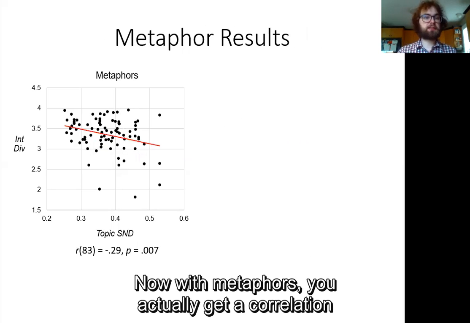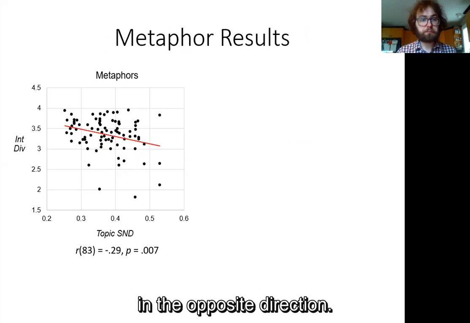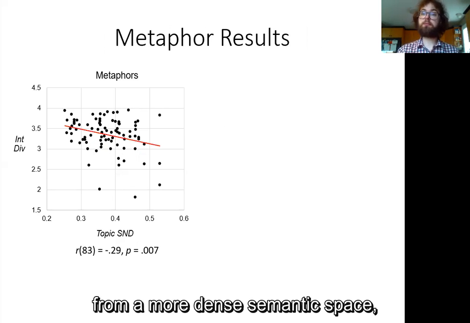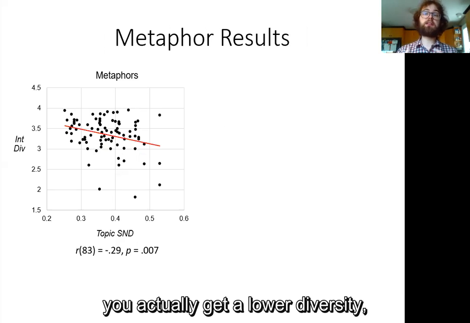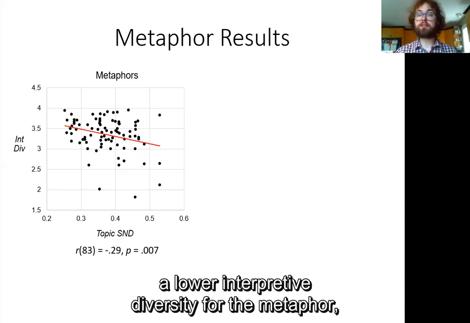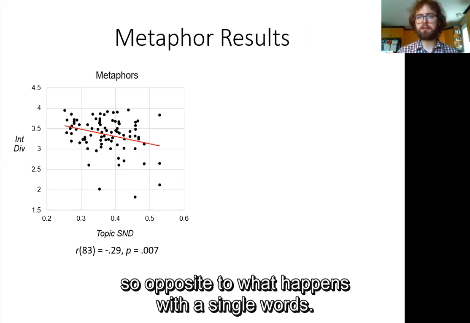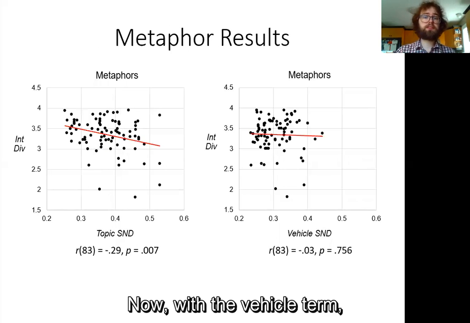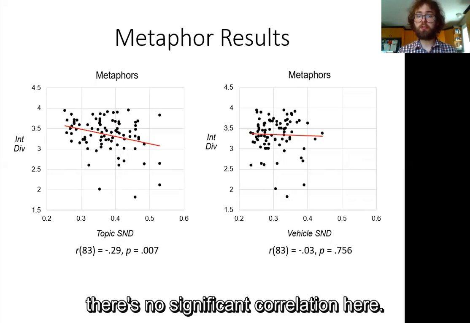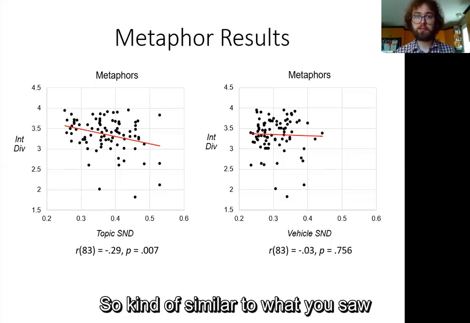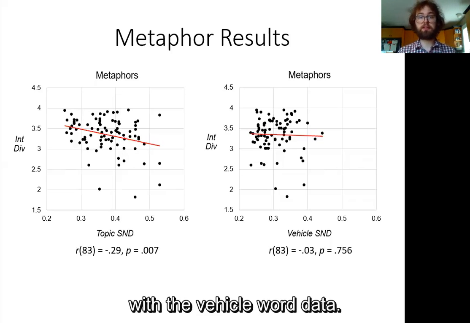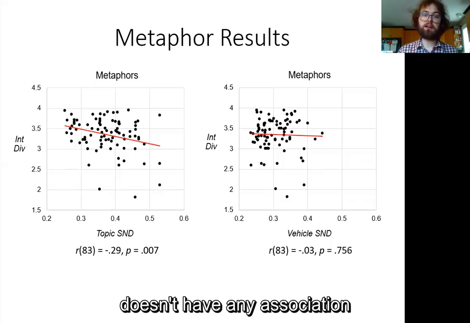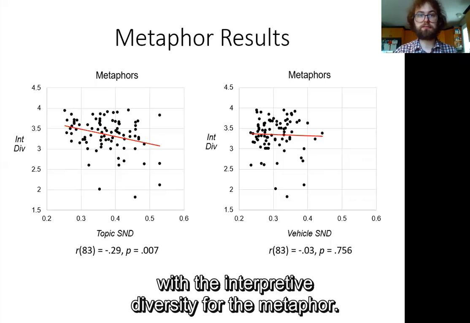Now, with metaphors, you actually get a correlation in the opposite direction. As the topic term in the metaphor comes from a more dense semantic space, you actually get a lower interpretive diversity for the metaphor. So opposite to what happens with single words. Now, with the vehicle term, there's no significant correlation here. So kind of similar to what you saw with the vehicle word data. So the semantic density of the vehicle term doesn't have any association with the interpretive diversity for the metaphor.